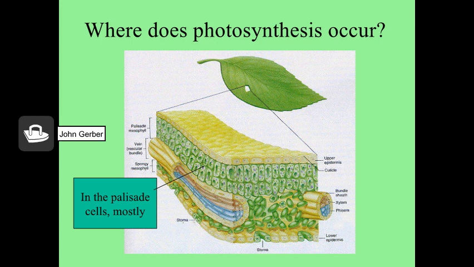Chlorophyll is the pigment that makes plants green. It's found in the chloroplast in the cells of the leaf. Chlorophyll is responsible for trapping light energy from the sun and helping to create those sugars. Most of the chloroplasts are found in the palisade cells and the spongy mesophyll cells.